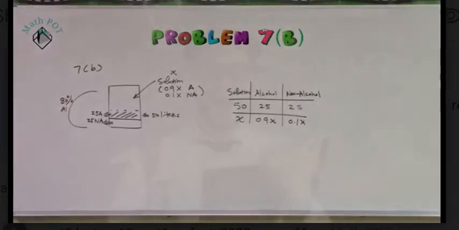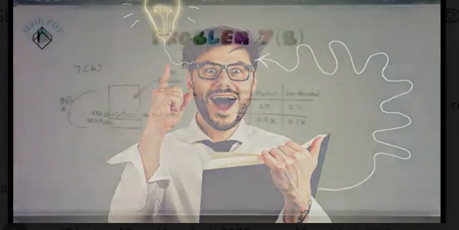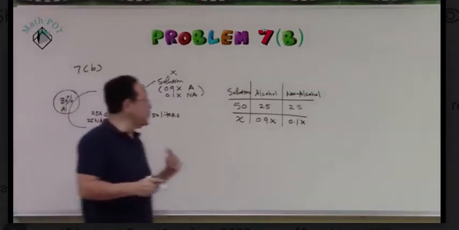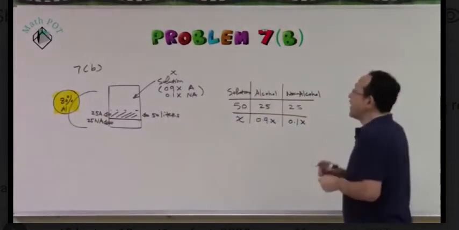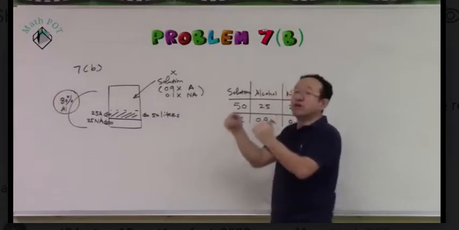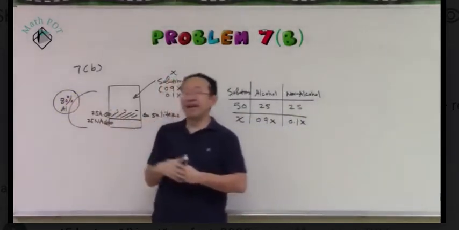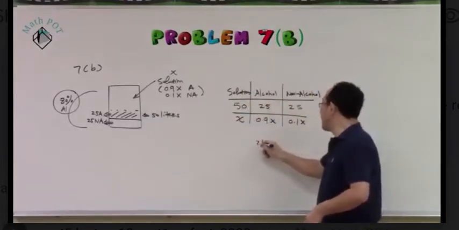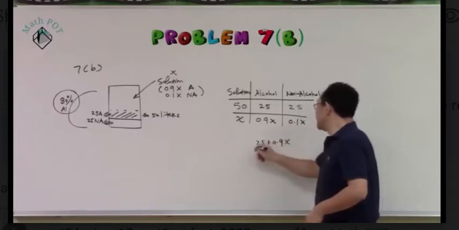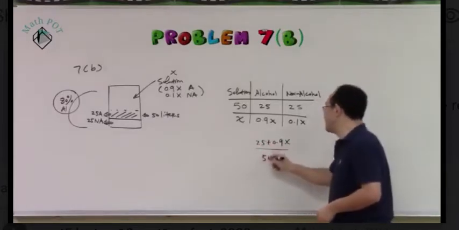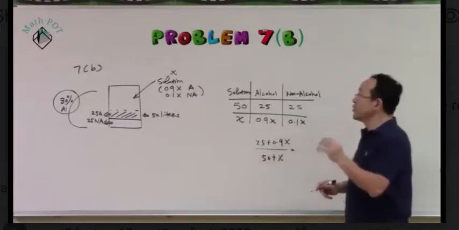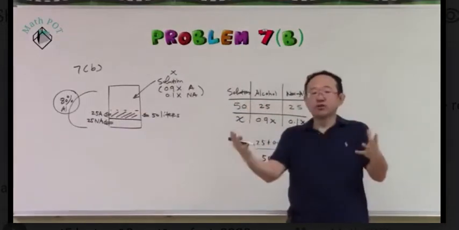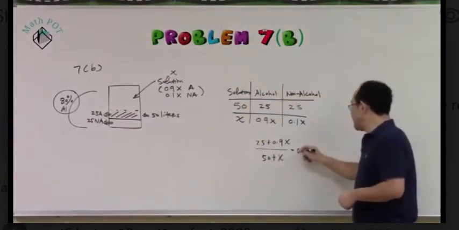Next, always try to figure out one equation because we have only one variable x. So how to build the equation? It's very clear. We need to use this information, which we never used yet. The total amount of alcohol over the total amount of solution must equal 80%. The total alcohol is nothing but 25 plus 0.9x. The total solution is nothing but 50 plus x. The new solution contains 80% alcohol, and 80% is equal to 0.8.